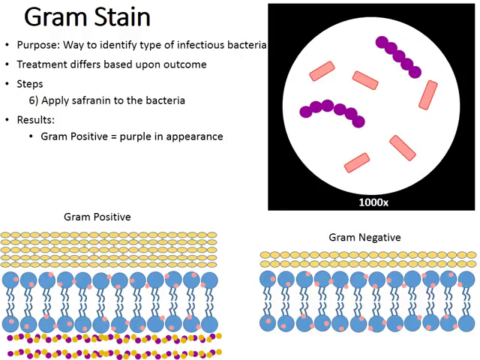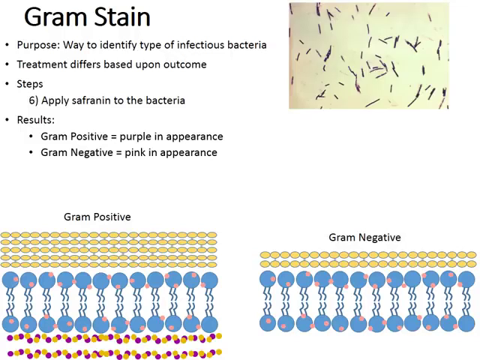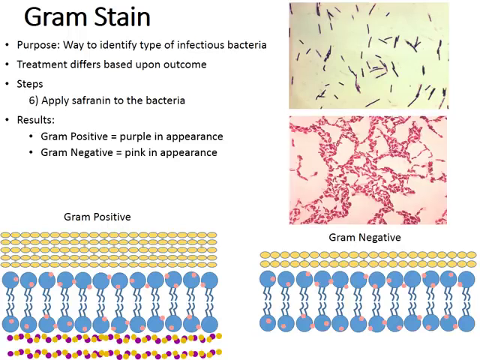And notice how the gram-negative bacteria, because they lost their crystal violet dye and they only have the pinkish safranin, would appear pink in color underneath the microscope. So here are some actual pictures of gram-positive bacteria. Notice the dark purple color, and some pictures of gram-negative bacteria. Notice the reddish pinkish color.